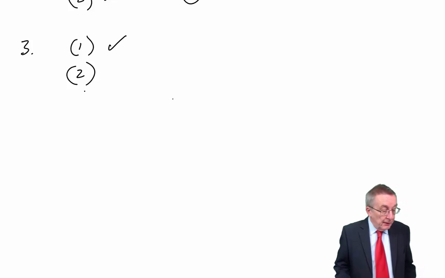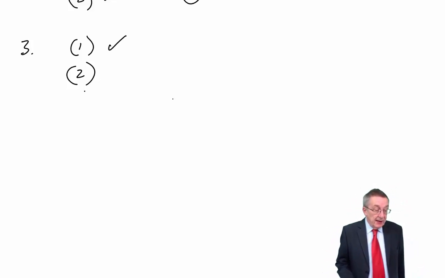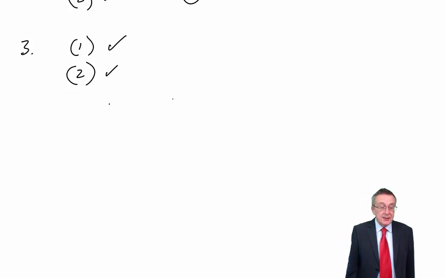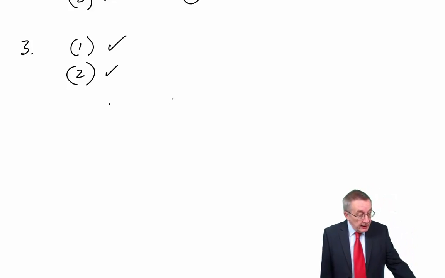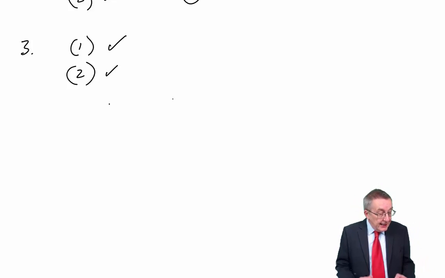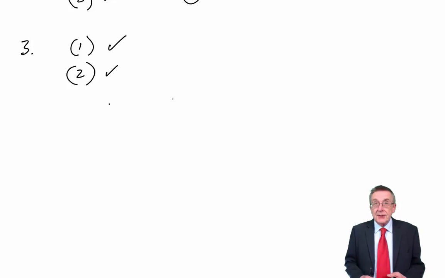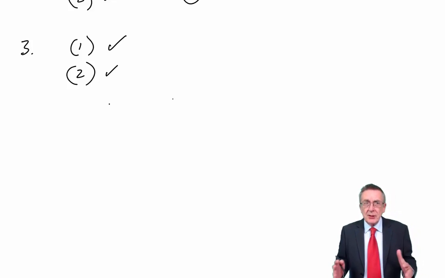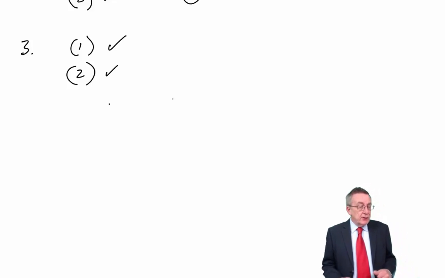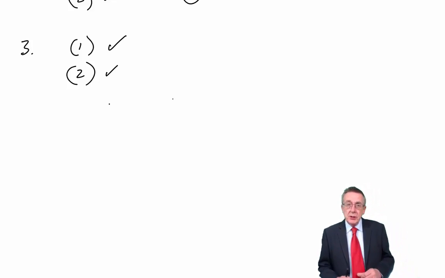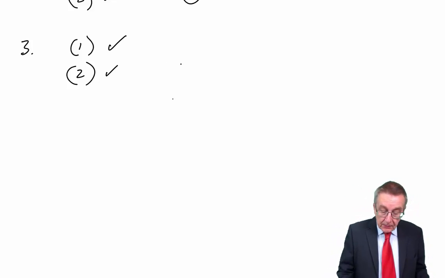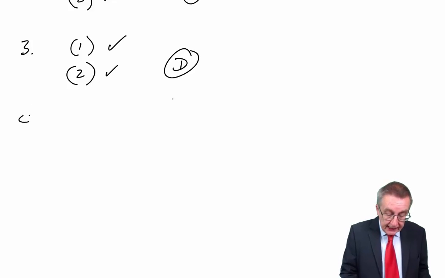Number 2, short-term benefits could be emphasised over long-term. Yes, that's a danger with zero-based. And it doesn't say they will be emphasised over long-term benefits. They shouldn't be. But a danger is people haven't always got the time and the expertise to do it properly. There is a danger that they might tend to look too short-term. And so where are we? It's both 1 and 2. The answer is D.